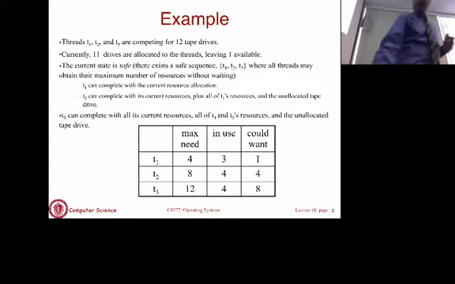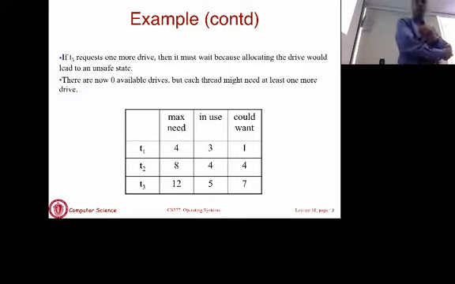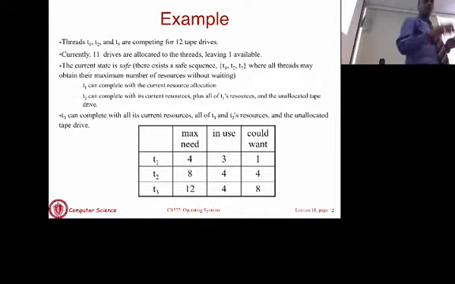Okay, so let's analyze this a little further. Now I'm going to suggest that the current state is safe. What that means is we have to find some order in which they can finish even in the worst case scenario. So the question is, how do we go about figuring that out?